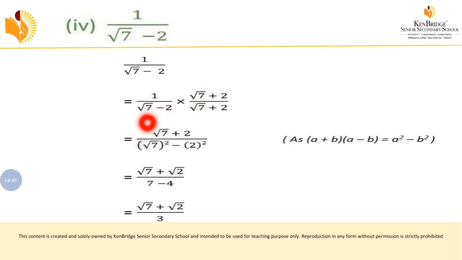And here it is looking like a plus b into a minus b. So this can be written as a squared minus b squared. That's why here we have written root of 7 the whole square minus 2 squared. When you are squaring the root, you will get the whole number. If you are squaring 2, you will get the answer 4. So the numerator will remain the same, and 7 minus 4 will become 3. So this will be the answer for this question. Let's see the next one.